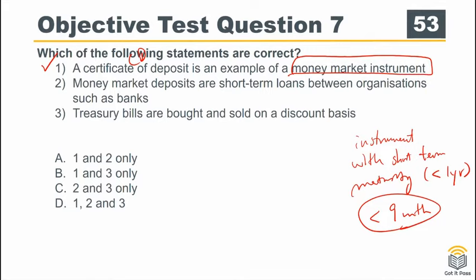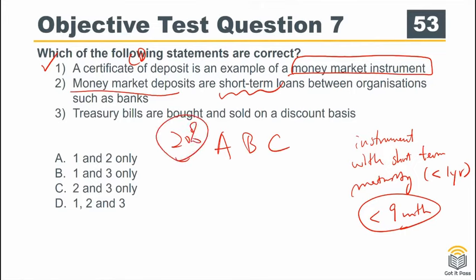Second, money market deposits are short-term loans between organizations such as banks. Yes, money market deposit is short-term loans, and it's mainly between banks. For example, there's maybe a few banks, Bank A, B, C, and there's a requirement of the capital reserve. Maybe say the central bank requires to have 20% of the reserve in each bank and on every day. But on, say, 2nd of February, for Bank A, it is 25%. For Bank B, it is 19%, and Bank C is 21%. So Bank B is below the requirement.